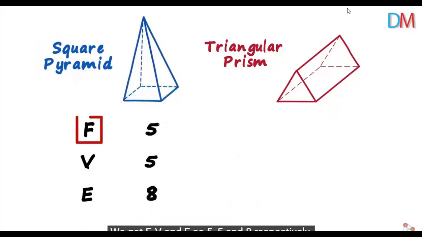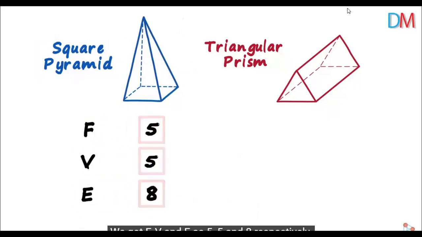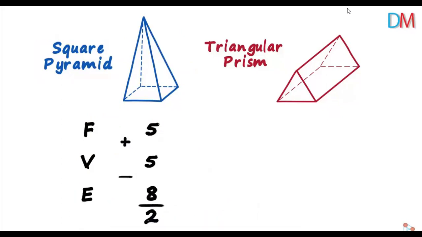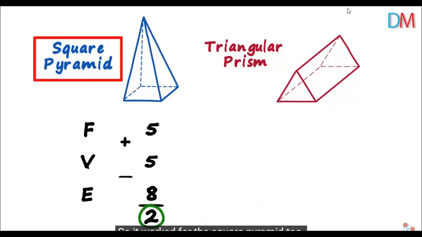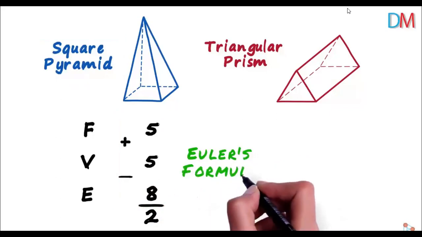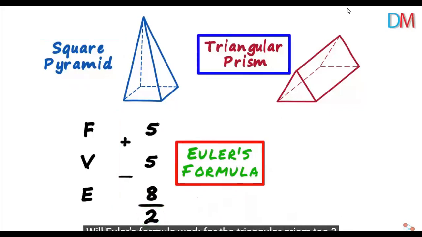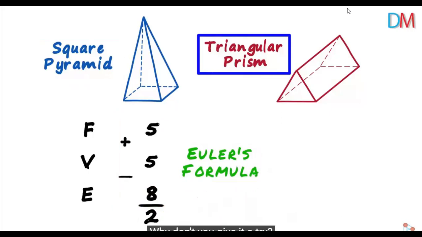We got F, V and E as 5, 5 and 8 respectively. And 5 plus 5 minus 8 will give us 2. So it worked for the square pyramid too. F plus V minus E gave us 2. This is called Euler's formula. For any straight-faced solid, F plus V minus E will always give us 2. Will Euler's formula work for the triangular prism too? Why don't you give it a try?